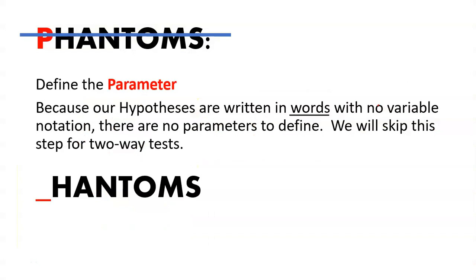All right, so when we go to run a chi-squared test for homogeneity or a chi-squared test for independence, we're still going to run phantoms, kind of. Our hypotheses are going to be written in words with no variable notation. So there's no parameters to define, and so we're going to skip this step. So for chi-squared tests of homogeneity and independence, we're basically doing phantoms.